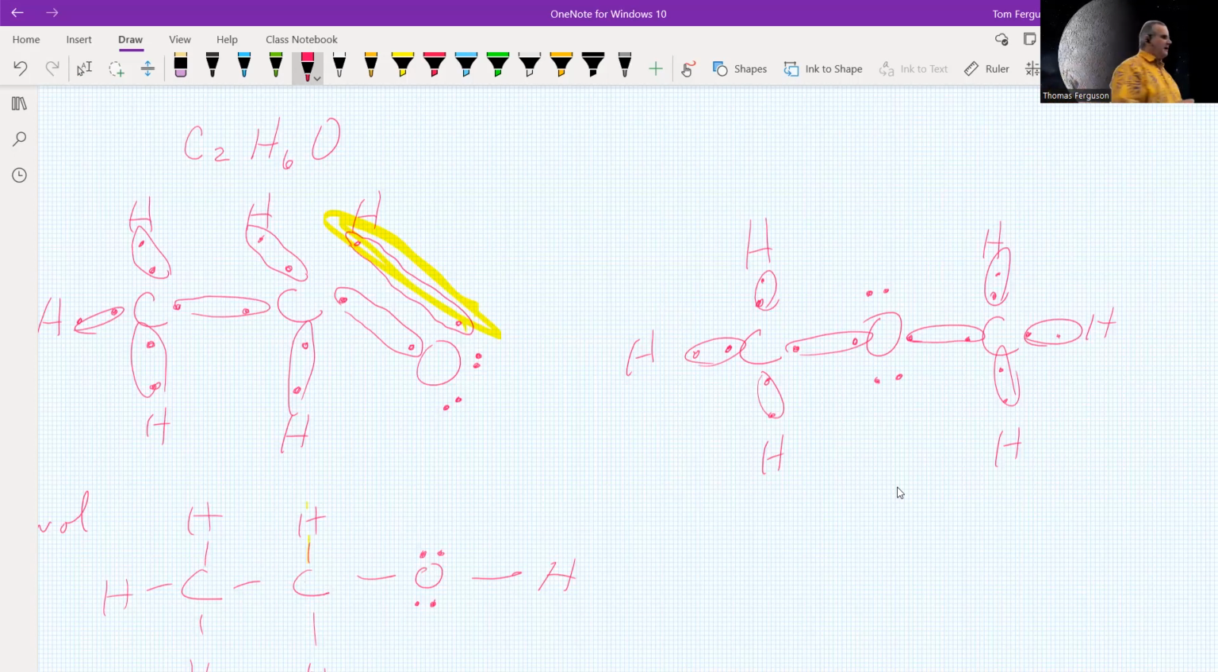Now, on a test, if I gave you C2H6O and said write a structure, and you put down one of the two, that would be fine. Legal. Now, I might say draw two structures for this formula. Then you need to do two unique structures.